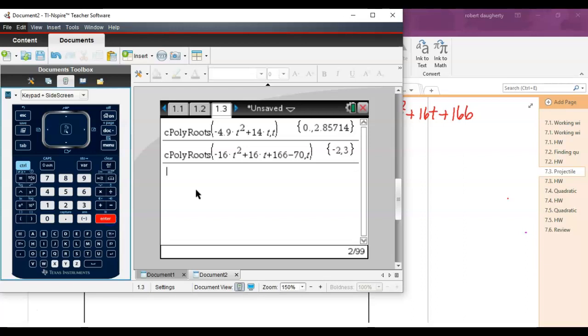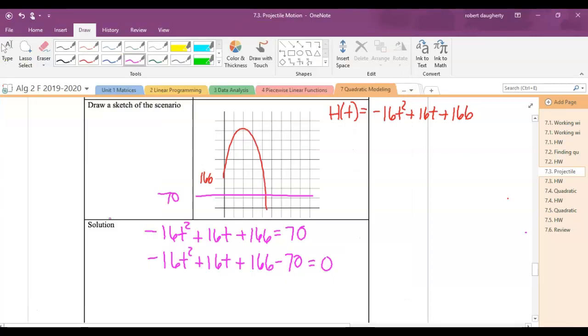So what does that mean? Yeah, 3 seconds, okay? The negative 2 is over here, so I know that for 3 seconds, the coin is above 70 feet. Was that all that it asked? I could ask when does it hit the ground. Then you set the original equation equal to 0. You guys have that, okay?